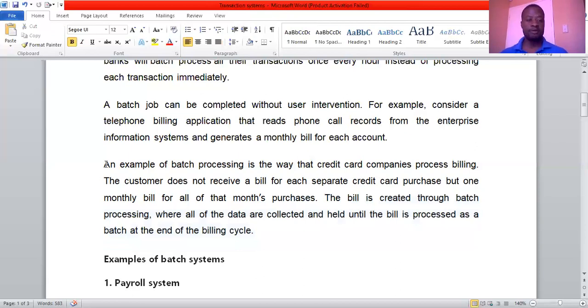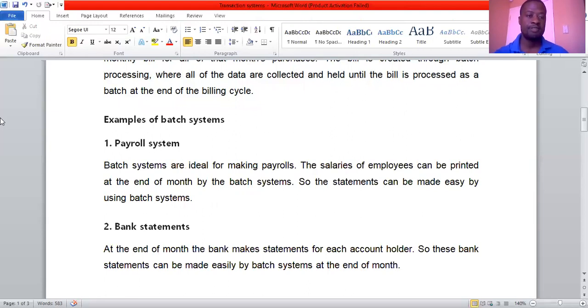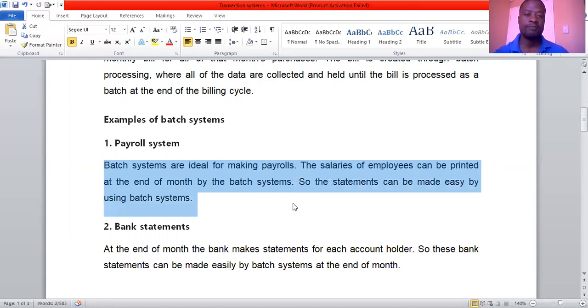So let's move on to examples. Let's look at a few examples here for batch processing systems. The first one, let's look at the payroll system. Batch systems are ideal for making payrolls. The salaries of employees can be printed at the end of the month by the batch system. So the statements can be made easy by using batches. Here we're talking about the payroll system, the system that pays people at the end of the month.